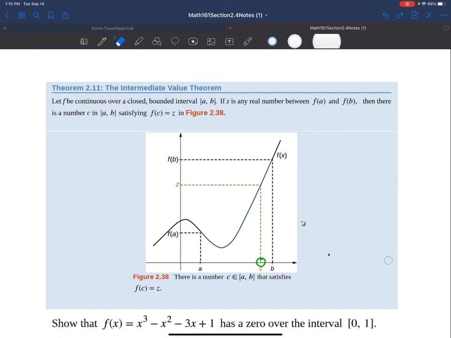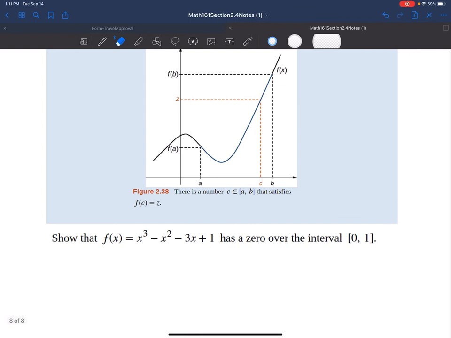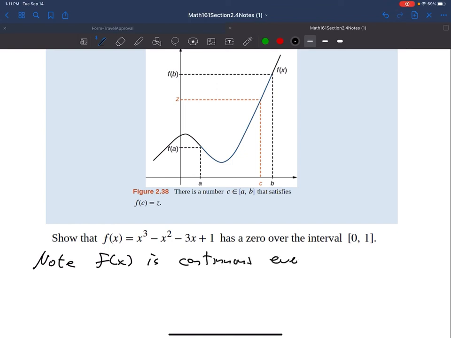Now, this is really useful because it allows us to guarantee that there's going to be a value there. And here's an application of it. Let's say I give you a polynomial function f, and we know polynomials are continuous everywhere. So let's first note that. Let's write that down: f of x is continuous everywhere because polynomials are continuous on all x's. We know that from before.